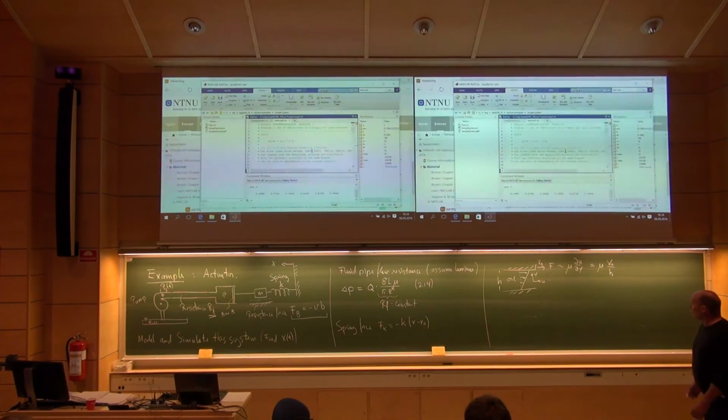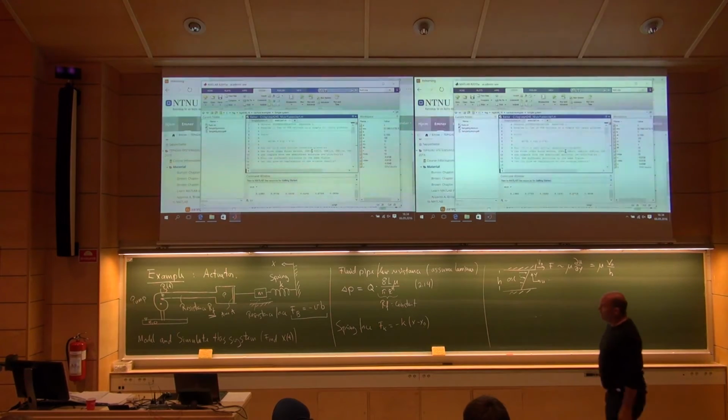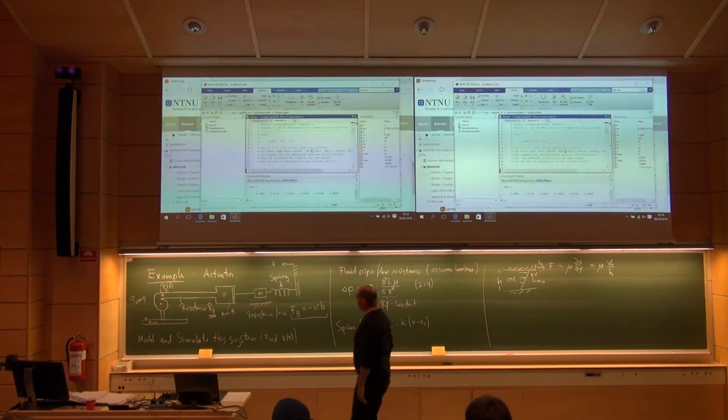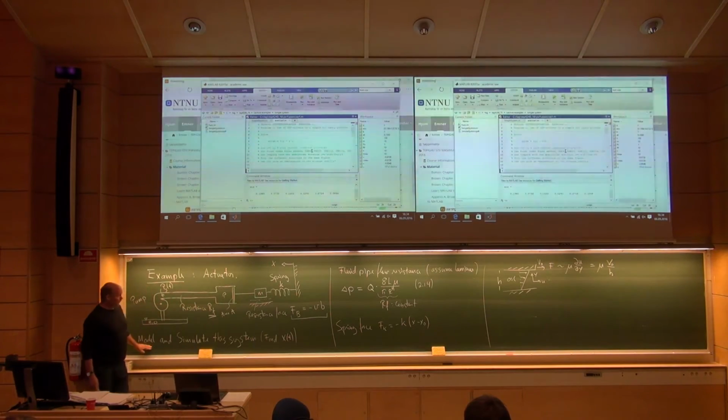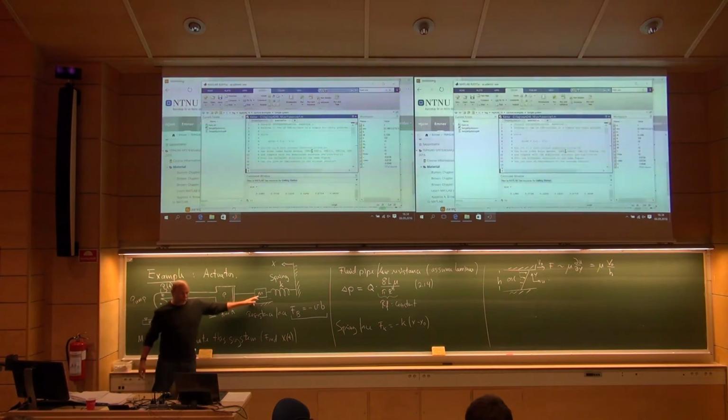Good? Did we miss anything else then? No? Okay. Model. We have a lot of elements now. Combine them to find how this mass is moving.